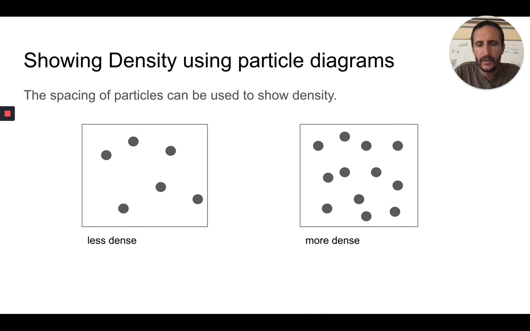You are going to have a quick homework assignment where you're going to do a particle diagram of some various things and show their relative densities.